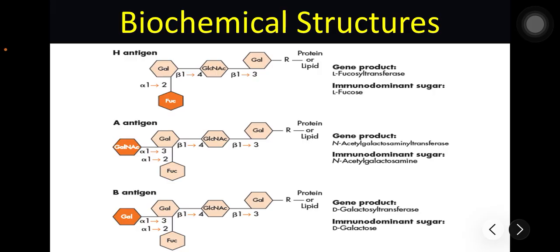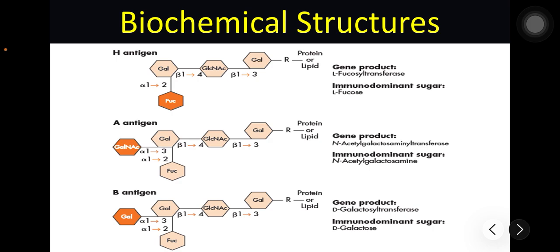So the immunodominant sugar of the H antigen is L-fucose. It is the molecule responsible for H specificity. And take note, because the O gene is non-functional, it does not modify the H substance. Consequently, group O cells have the highest concentration of unmodified H antigens.